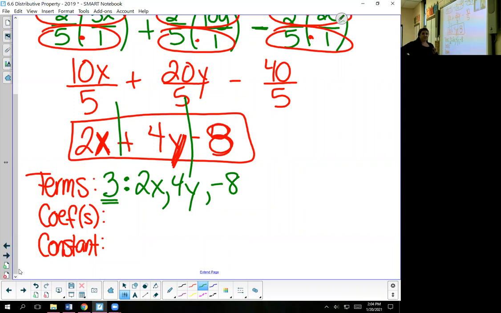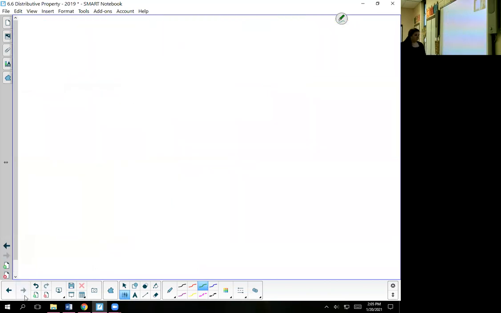Coefficient. Do you have more than one? Do you have more than one variable? Yes, you do. So the number in front of the variable, the number in front of the variable, because these answers are going to vary. So you have 2 coefficients, the number 2 and the number 4. And -8, is that a constant? It is. Because -8 will never change. It's going to stay the same. So there you go. Here's one of the more challenging type problems.